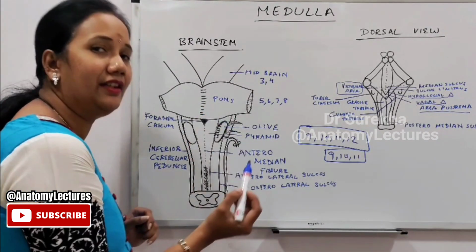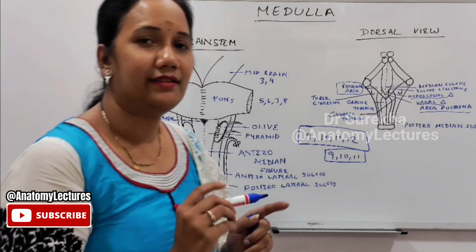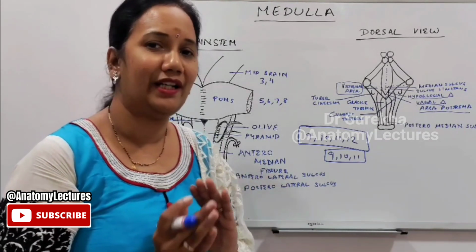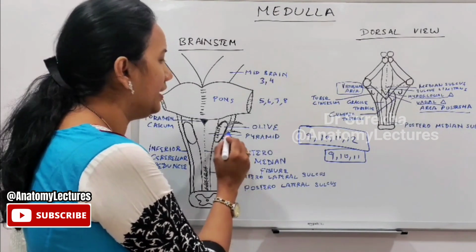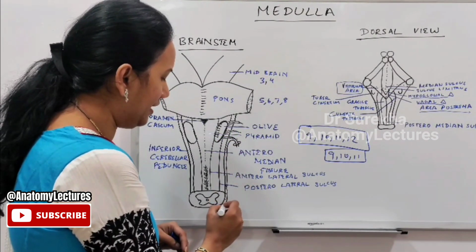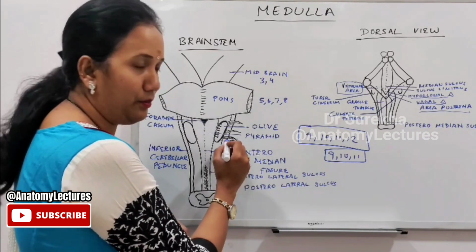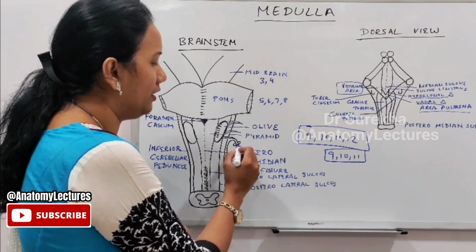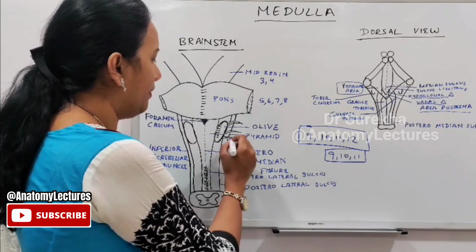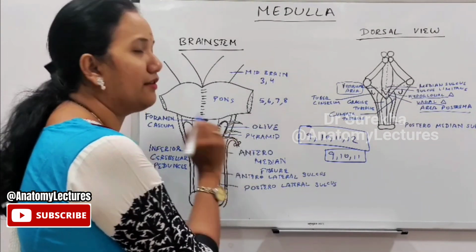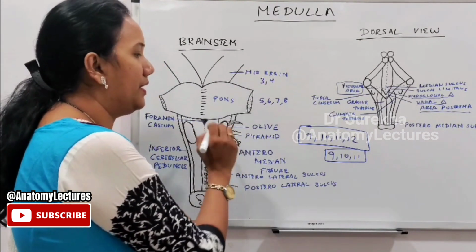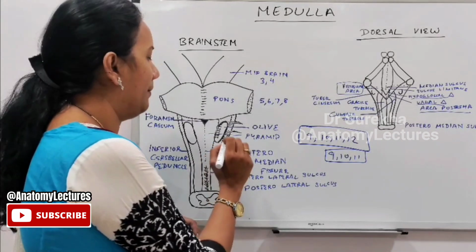The 11th cranial nerve, as you all know, the accessory nerve, has two components: a cranial component and a spinal component. The cranial component will emerge from this posterolateral sulcus, and the spinal component will ascend upwards, and both of them together will join to form the accessory nerve. So this is the spinal component of the accessory nerve, and this is the cranial component. The cranial component is emerging out from the medulla.